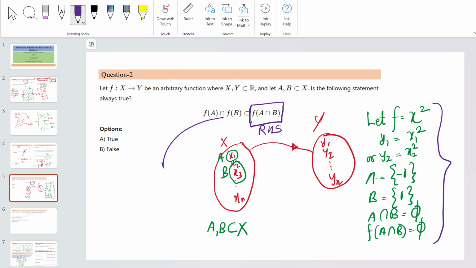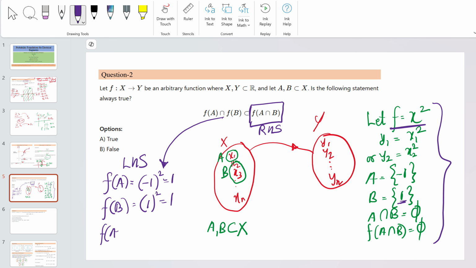Let's take the left hand side. What is f(A)? Because the function is x square, f(A) will be equal to (-1) square, which is 1. What will be f(B)? f(B) has only one element, 1, so it is equal to 1 square, which is 1. So the intersection of f(A) and f(B) is equal to 1, meaning one element actually exists.